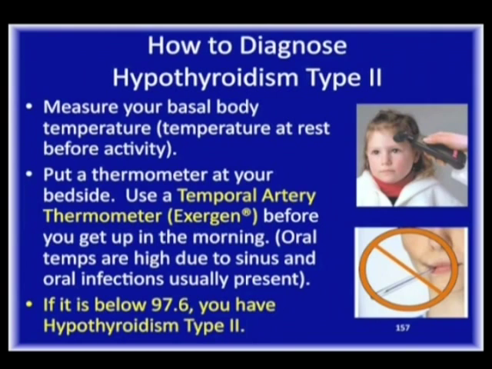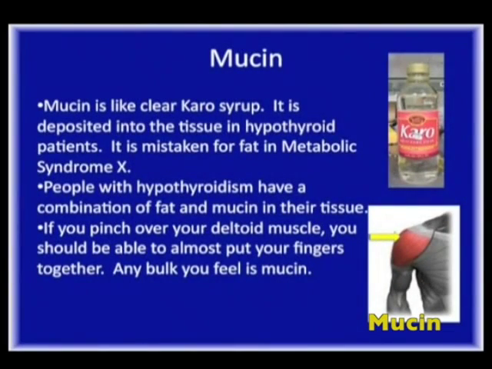So put a thermometer at your bedside, and before you get up in the morning, take your temperature. Do not use oral temperature because they are artificially high due to sinus and oral infections. If your morning temperature is less than 97.6, you have hypothyroidism type 2. You will need to take Lugol's iodine, as I have mentioned before, to help your immune system work correctly and help prevent malignancies. If your temperature is below 97.6, you will also need to take thyroid hormone. This requires your seeing a physician.